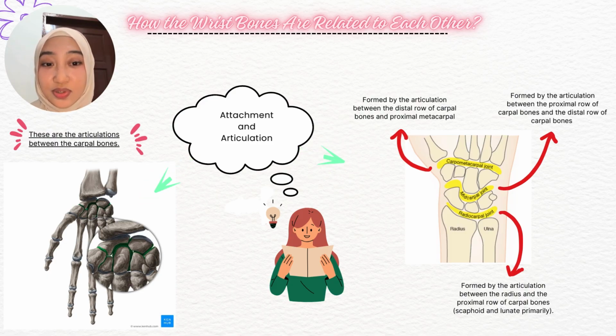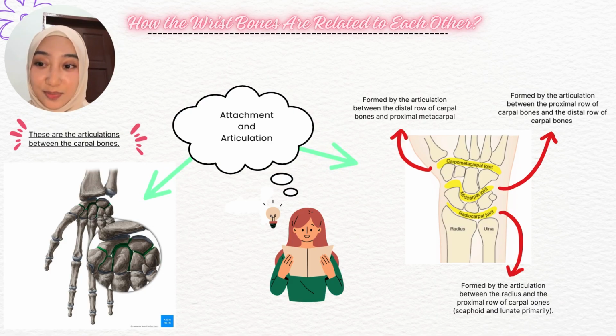So the bones comprising the wrist include the distal end of radius, ulna, and 8 carpal bones. So how are the wrist bones related to each other? It is actually by the attachment and articulation, where it involves ligaments and joints, and I will explain about it here.